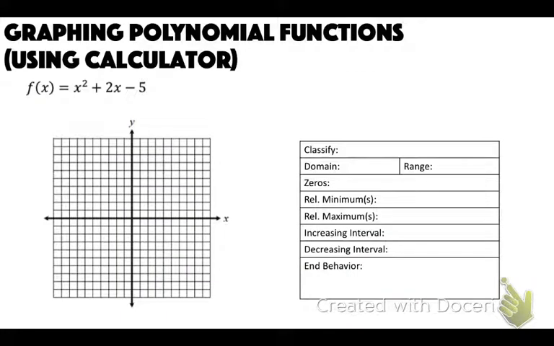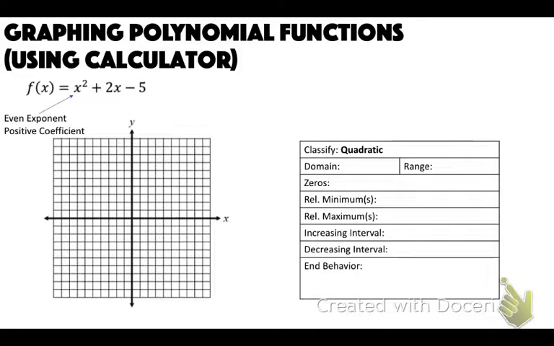Okay, let's get into graphing these. So first, we want to classify this. It's a trinomial, or we can also call it a quadratic. Quadratic is when it's squared, right? So this is going to be some sort of parabola.